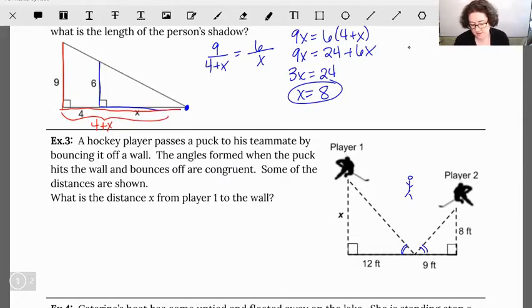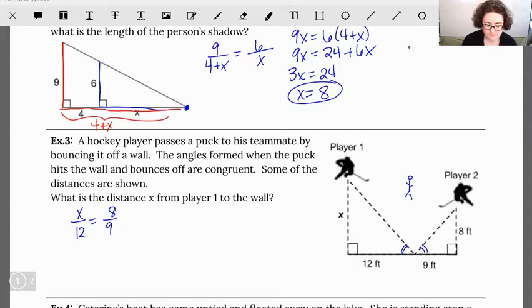So we need to figure out, what's the distance from player one to the wall if the extra distances are shown? So if I start with an x in my proportion, I'm going to compare it to 12. So vertical side compared to that horizontal side along the wall. And make sure that you're going in the same order. These triangles are pretty much just flipped horizontally from each other, so I would want to set this up as 8 compared to 9.